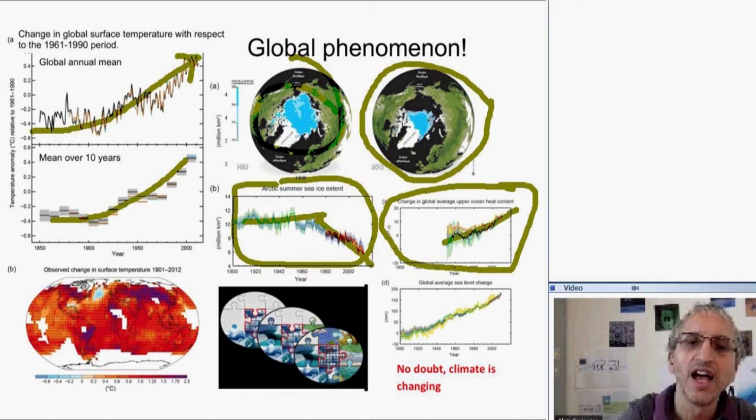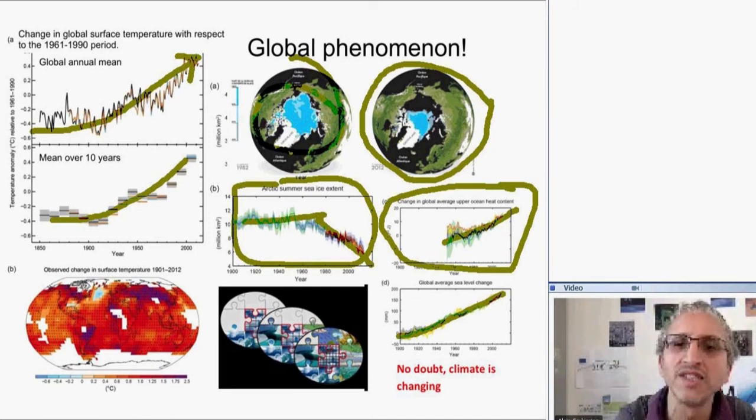And here it's the change in sea level. I've shown you already. In the last century, it's 20 centimeters higher. So it means that all the indicators that we know are all showing the same thing. Climate change is happening, and it's a global phenomenon.